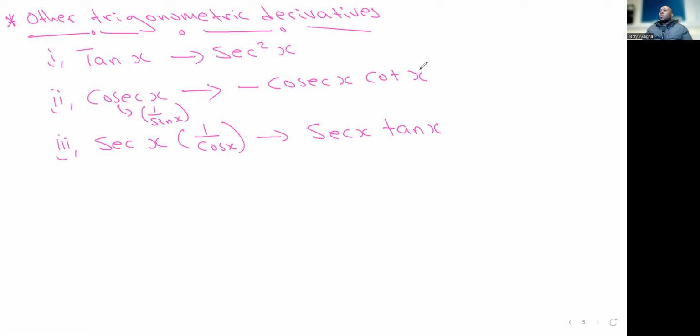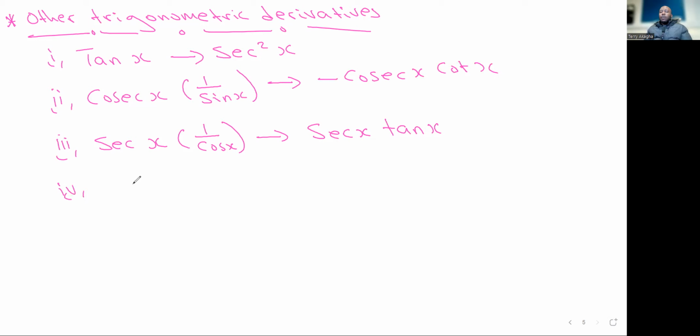So maybe I can write it clearly so that for those writing, you can see it and not get confused. So when we say cosec x, it means 1 over what? Sine x. So either you see 1 over sine x, or you can see cosec x. If they ask you to differentiate it, that will give you minus cosec x cot x.